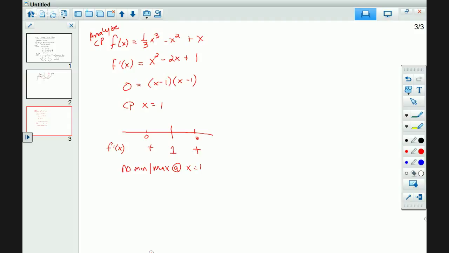Okay, and what you're looking at here is a graph. It looks something like that. Flattens out, so you get a 0 on the horizontal tangent line, but then it goes back up. So there's no hump.